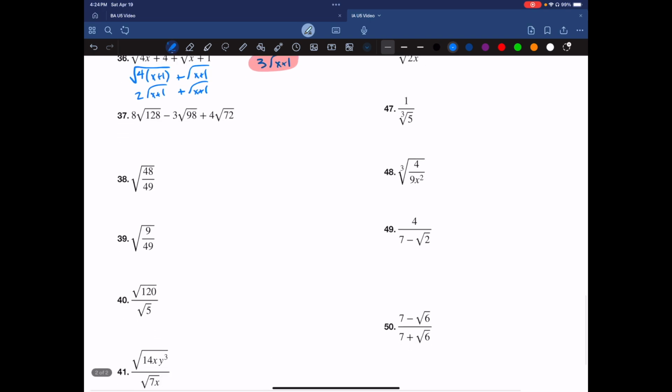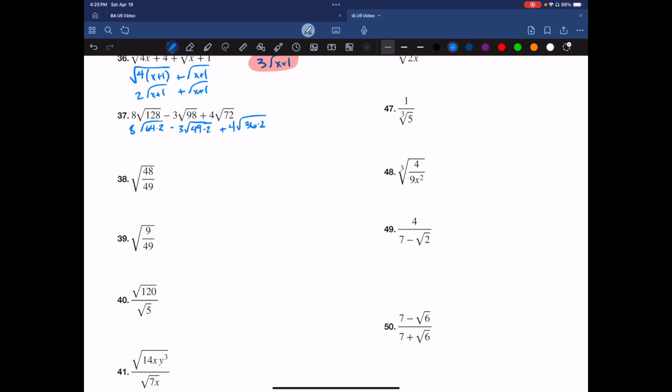On 37, we do the exact same thing. All right, so 8 is going to be on the outside. That's going to be 64 times 2 minus 3. That's going to be 49 times 2 plus 4, and that's going to be 36 times 2.